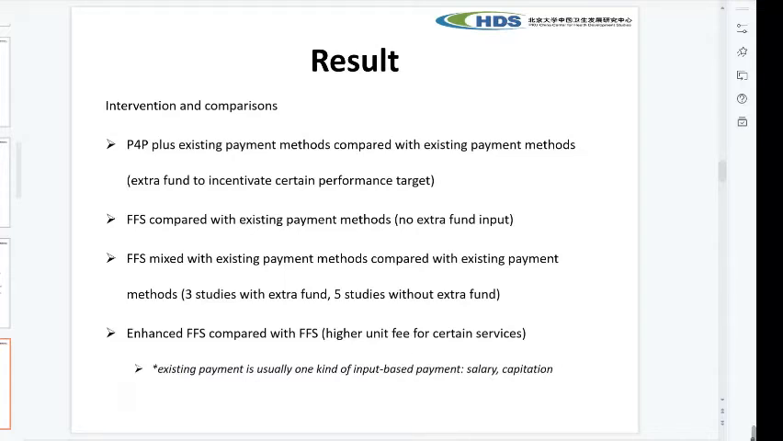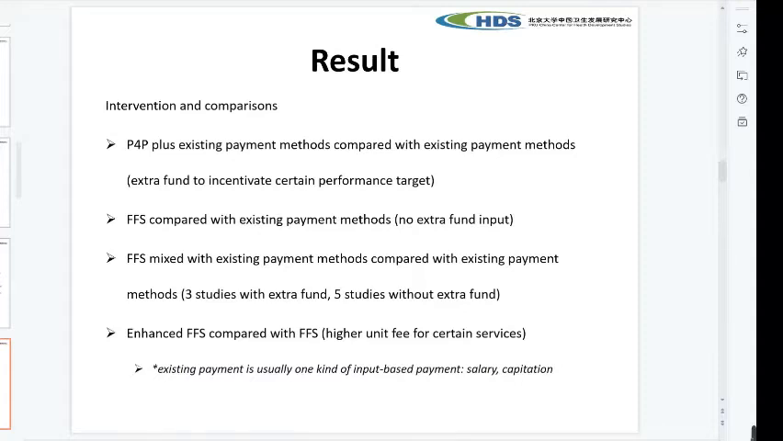In this category, the fee for service can be differentiated into two groups. One is using extra funds to pay through the fee for service way. Another group is adjusting the existing funding level, using part of the existing fund to pay them through the fee for service way.